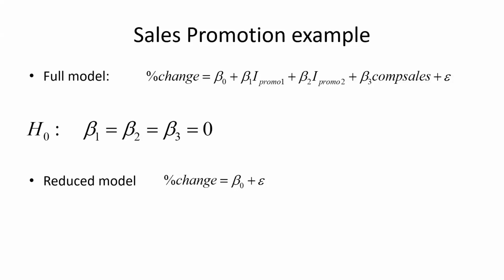Let's look at an example. We had our sales promotion example where the percent increase in sales was a function of whether or not it was a promotion, an indicator for one or two promotions, and there's comp sales as a third variable. Our null hypothesis is that all three betas are zero. So the intercept is not zero, but everything else is zero. That leads to a reduced model: percent change equals beta 0 plus epsilon.